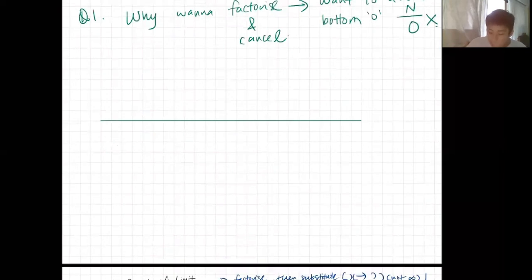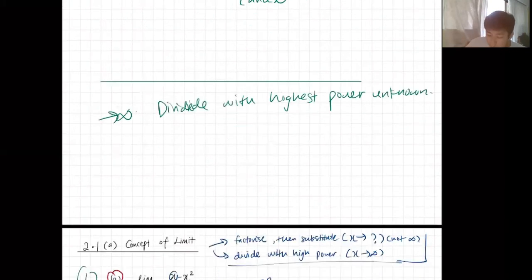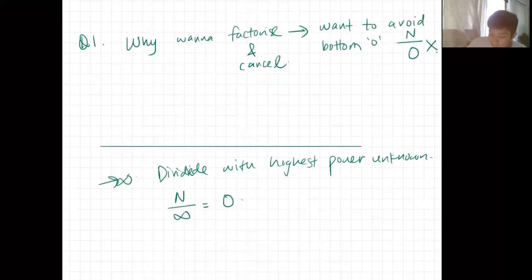The infinity question. When you have something approaching infinity, what we want to do is to divide with the highest power of the unknown. Okay, why do you want to divide it? Because we know that n divided by infinity will give you what? N divided by infinity will give you 0. This is something you must remember.